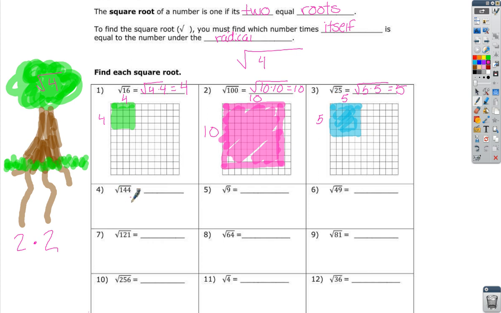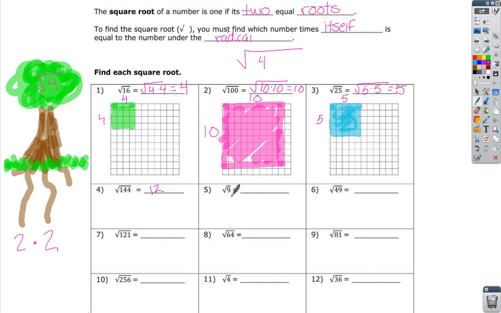Now we're going to do the square root of 144. What times itself will get us to 144? So we knew 10 times 10 was 100, so we know it has to be bigger than 10. So let's keep going. 11 times 11 would be 121. 12 times 12 gets us 144, so the square root of 144 is 12.